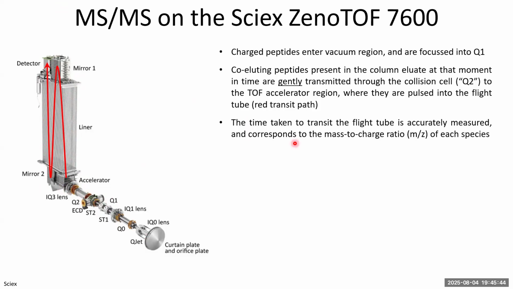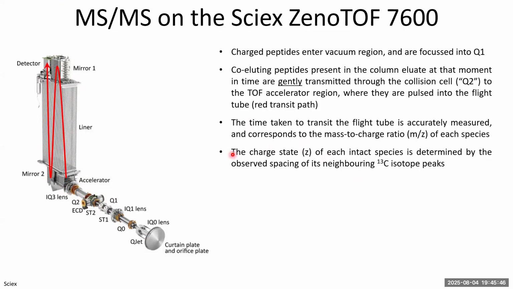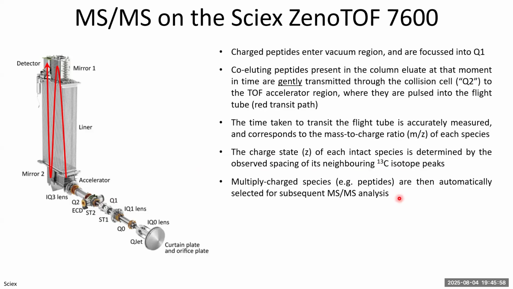At the same time, that spectrum will show us what the charge state for each of those peptide species is, determined by its neighboring naturally occurring carbon-13 isotopes. So we get that piece of information as well. And now we tell the software that we only want to focus on peptides. So there's going to be multiply charged species. Anything that's singly charged, we don't care about. So that's lipids, metabolites, drugs, they're all ignored. And the machine is told to just isolate these multiply charged peptide ions for MSMS analysis.